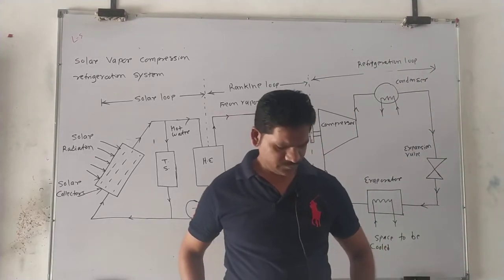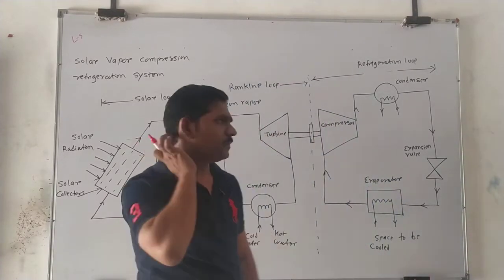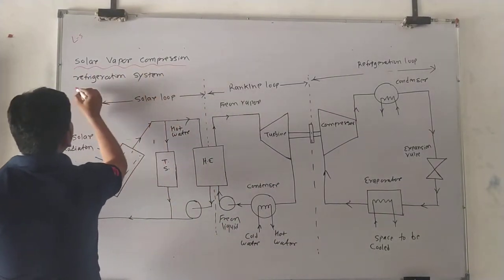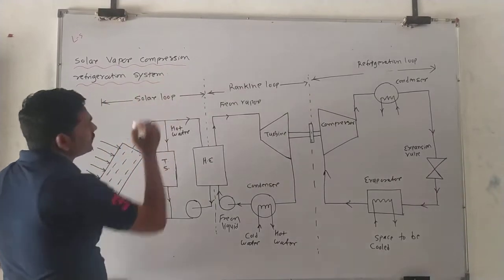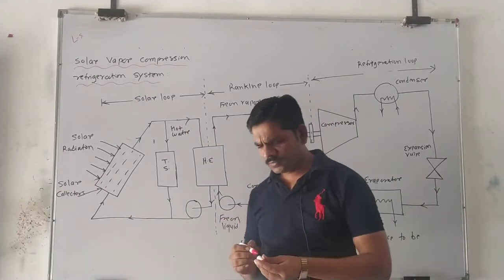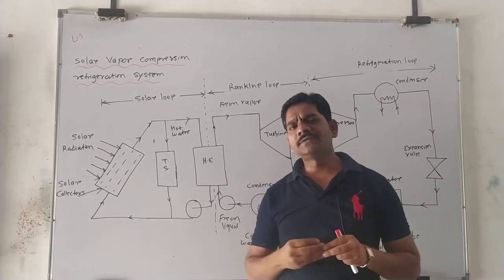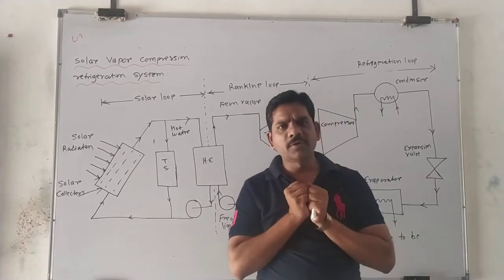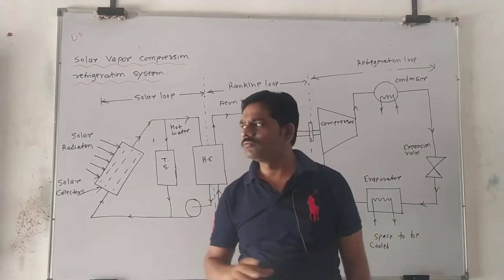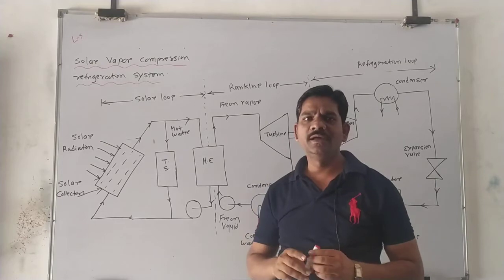So students, now another method is used for cooling purposes. It is the solar vapor compression refrigeration system. Okay, so here what do we do? Here is the compression of vapors. In the previous two methods we discussed the absorption of the vapors. Here the compression of the vapors is done, in solar energy applications used for cooling purposes.